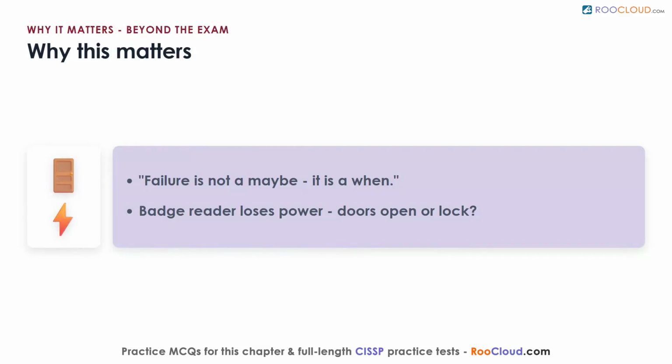Why does this matter beyond the exam? Because failure is not a maybe, it is a when. Imagine a badge reader at a data center loses power during a storm. Whether those doors spring open or slam shut is a design decision someone made long ago. On the job, you are often the person asked to make that call, and getting it wrong can trap people or expose assets. Thinking clearly about failure and simplicity is daily engineering, not theory.